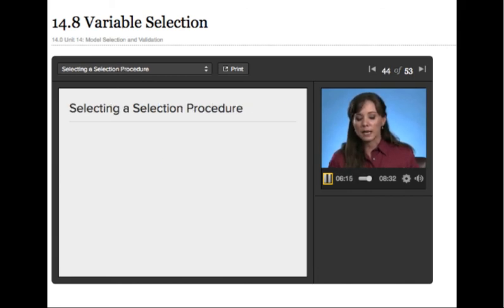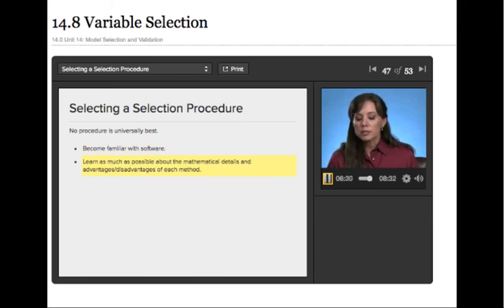Now, how do we select a selection procedure? No one of these procedures is universally better than the others. So we have to become familiar with what software does. These are obviously all done by software. We don't do these by hand. We can learn as much as we can about the mathematical details and the advantages and disadvantages of a particular method. And if we particularly like the mathematical details of a method, and we know that its advantages outweigh its disadvantages, then that might be the method that we choose.